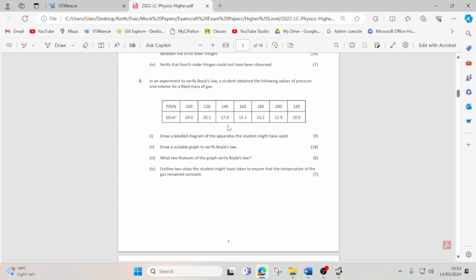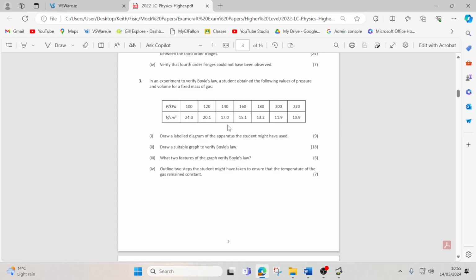When you cover Boyle's law, it's 1 over V. It's inversely proportional. You do your third table, to graph P against 1 over V. And if you get the units in centimeters cubed, you could change it to meters cubed. I wouldn't bother, I just leave it in centimeters cubed, it's handy. Now, draw a suitable graph to verify Boyle's law. Draw a labeled diagram.